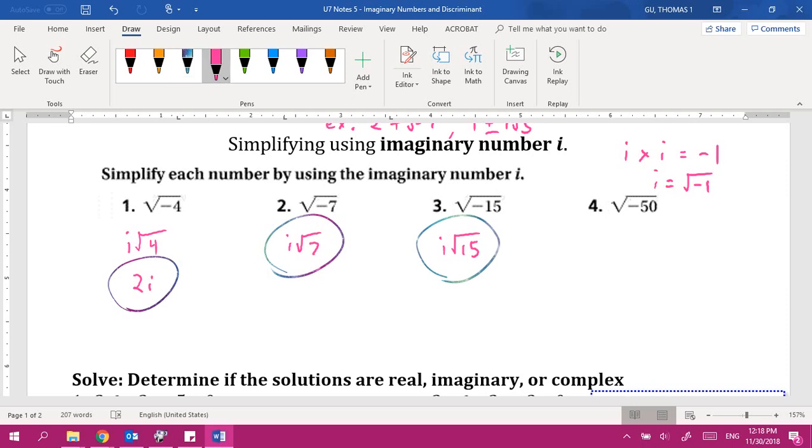But on number 4, what will we do first? First, we're going to write i square root of 50. And then you simplify. So what can the square root of 50 break down into? 5 and 10. What are some other numbers I could use? 25 and 2. So we're going to put i square root of 25 times square root of 2.